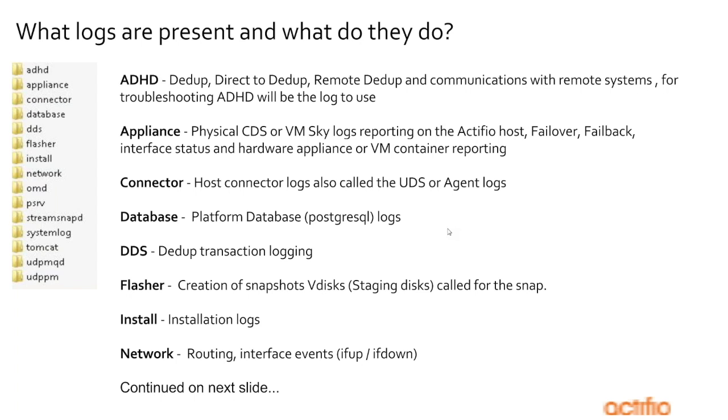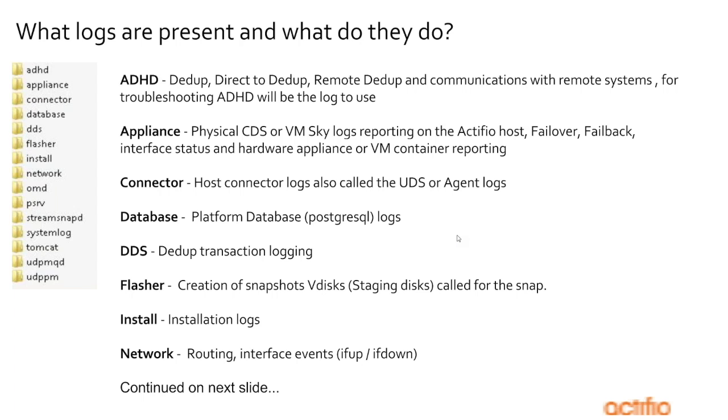The install folder contains the install logs. If you're trying to self-install a Sky and it's giving you a little bit of trouble, you can pull these install logs down and you'll get a more verbose, maybe more useful bit of logging to help you troubleshoot your installation. Networking is exactly what it sounds like.